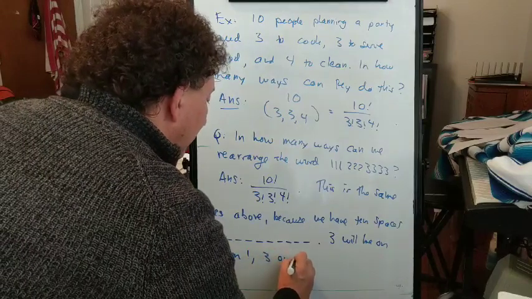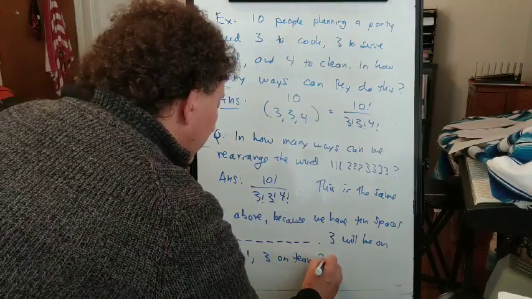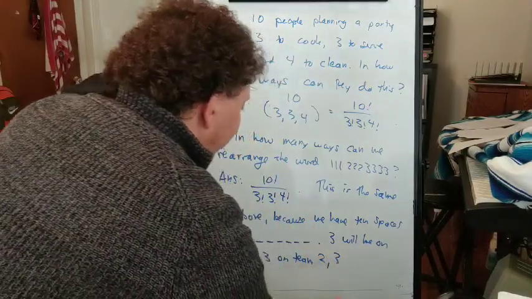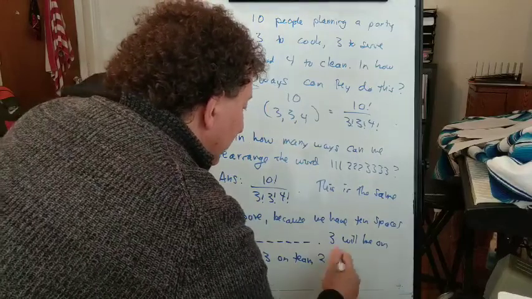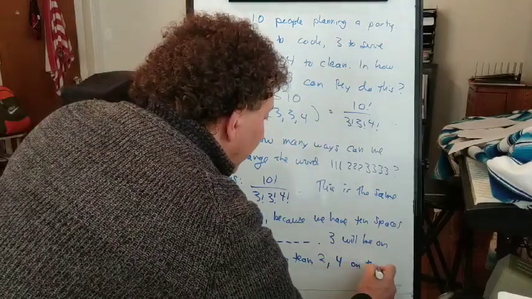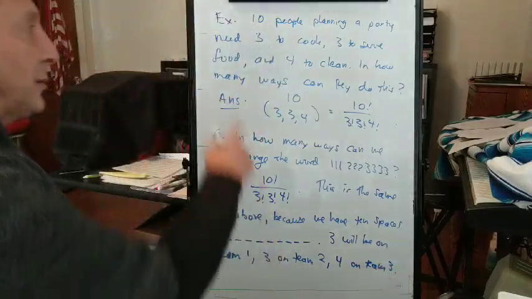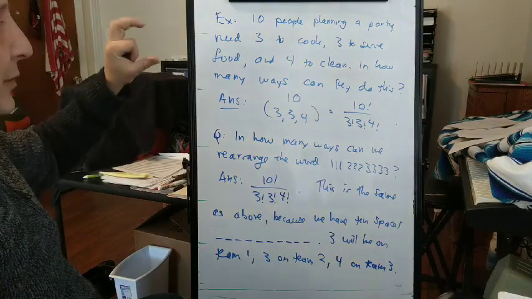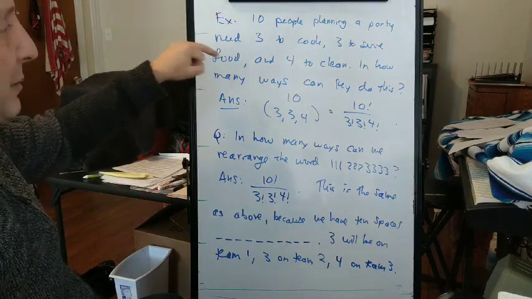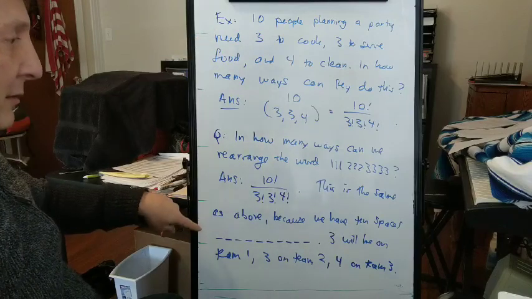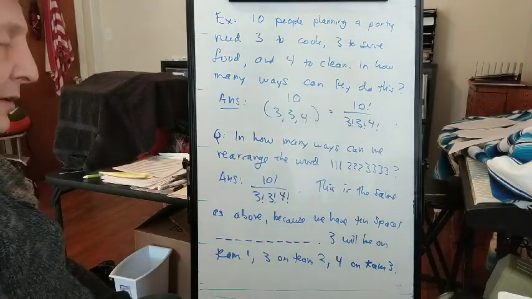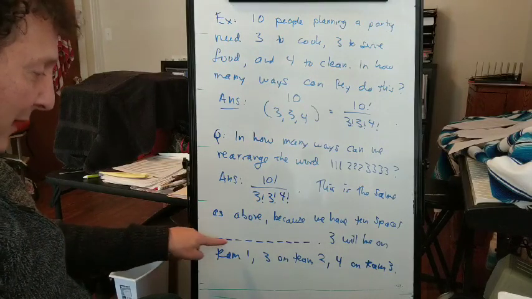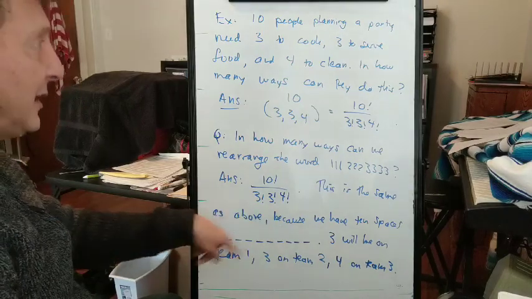Three will be on team 2, which is just like being on the serving team. And 4 will be on team 3, which is just like being on the cleaning team. So every assignment of 3 people to cook, 3 people to serve, and 4 people to clean really corresponds to an arrangement of the word 1, 1, 1, 2, 2, 2, 3, 3, 3, 3, if each of these spaces, 1 through 10 or 0 through 9, counts as a person.